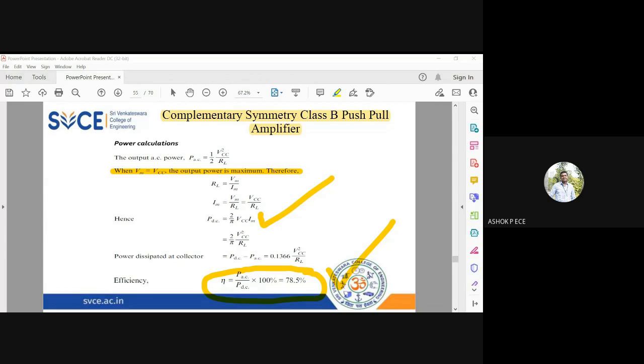But at the same time, this device is going to be highly non-linear. I told you in the very beginning, efficiency and non-linearity are proportional. If efficiency is very low, non-linearity is also very low. If efficiency is very high, non-linearity will also be very high. So class A has an efficiency of 25% for normal coupling and 50% for transformer coupling, so efficiency is less and non-linearity is also less. But class B efficiency is 78.5%, which is very high. The non-linearity is also going to be very high.